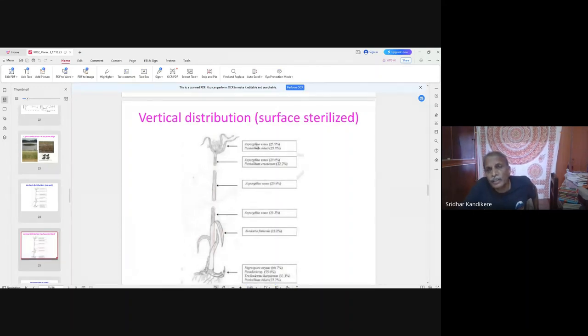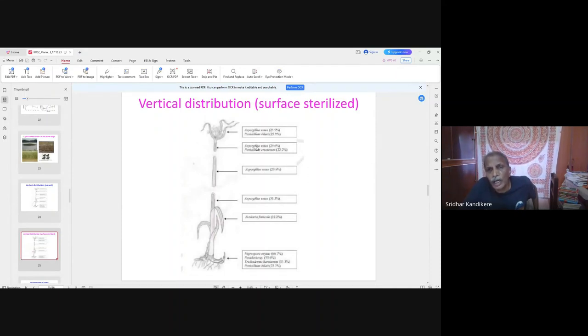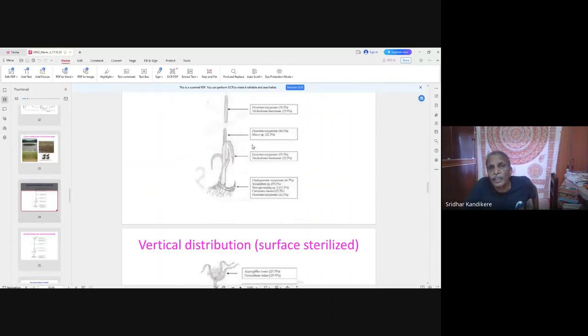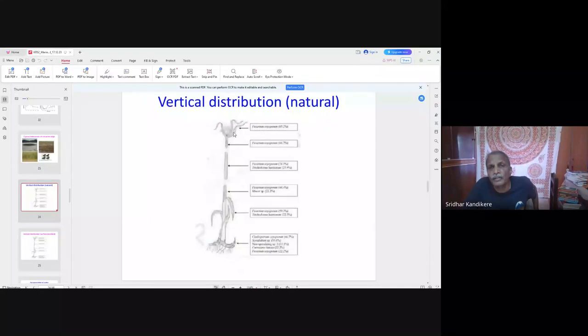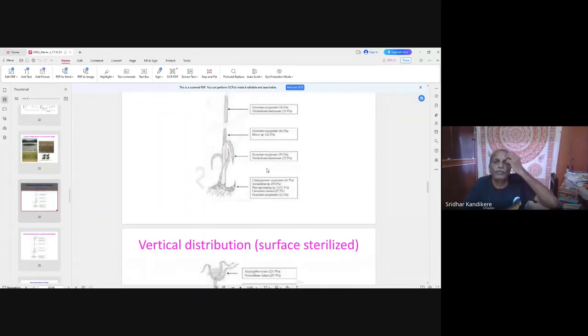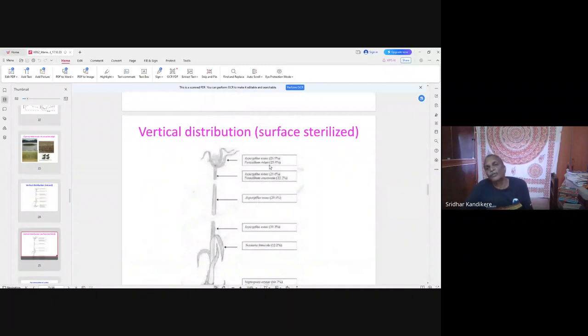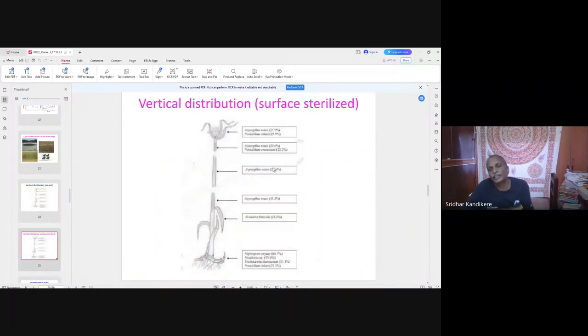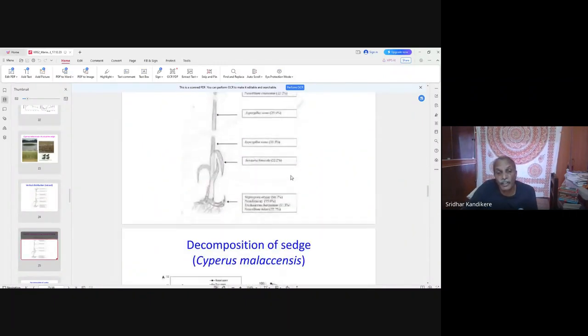That means these fungi are surviving within the sedge endophytically, and they may support the plant for its growth and other things. Whereas here, on the surface, we may not get more endophytic fungi, but some endophytes may also be there. Out of curiosity, we studied the vertical distribution to see whether there is a difference.